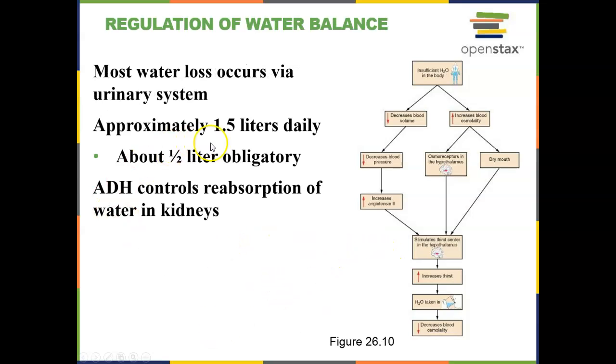So most of the water loss that we have occurs via the urinary system. So almost all of our water that we lose is via urination. But not all of it. Like I said, we can lose anywhere between half a liter, that's our obligatory water loss, up to 2.5 liters. And there are different hormones, specifically ADH is going to be one of those hormones, that is going to determine how much water we lose.